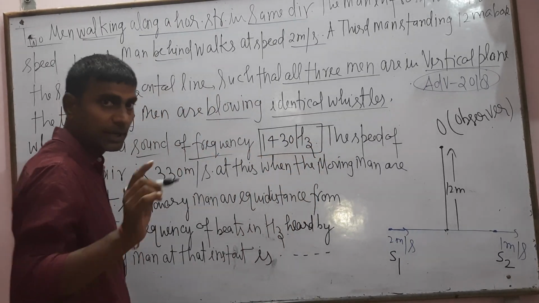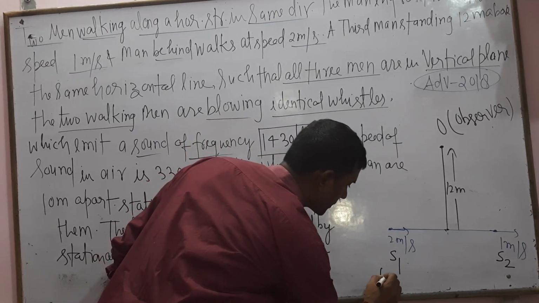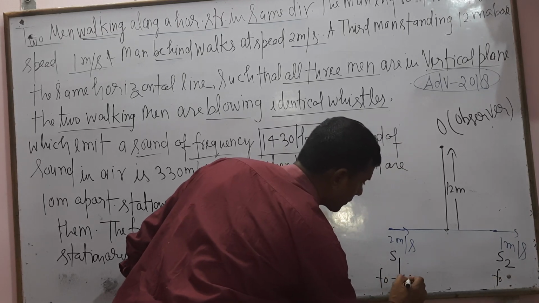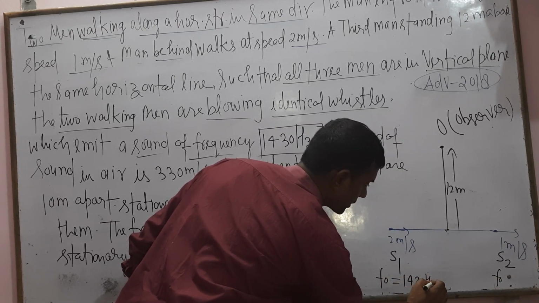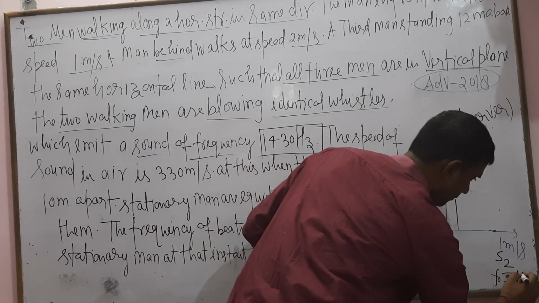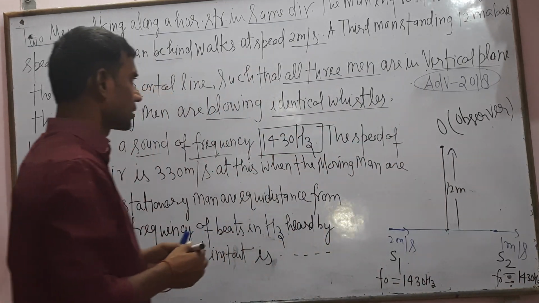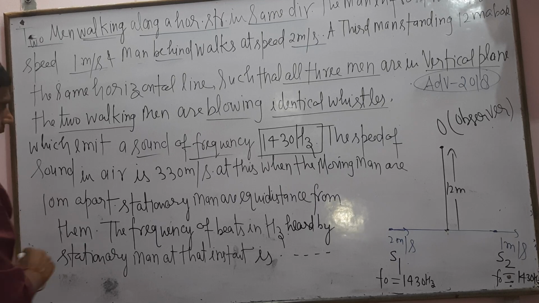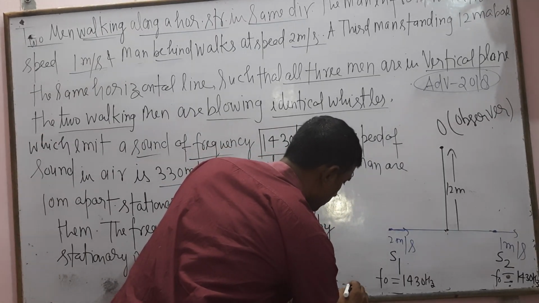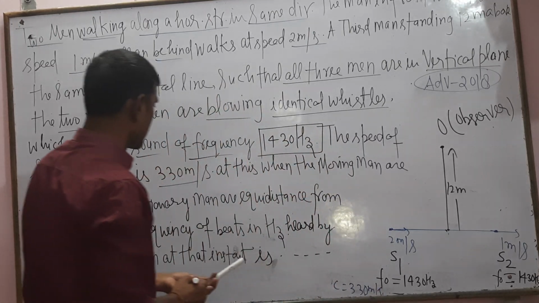1430 Hz. This is the emitting frequency, which equals f naught. So f naught equals 1430 Hz. The speed of sound in air is 330 meter per second.